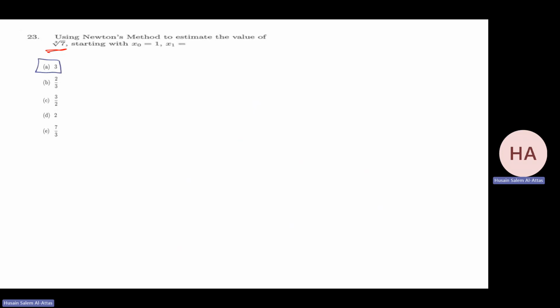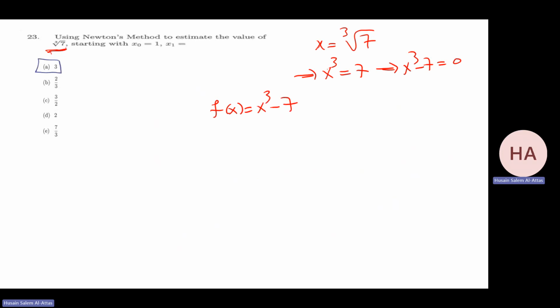Using Newton's method to estimate the value of the cube root of 7. There is no equation, so I let x be the cube root of 7, x cubed equals 7. So my equation is this. f of x is x cubed minus 7, which will give you this 0, cube root of 7. f prime is 3x squared.